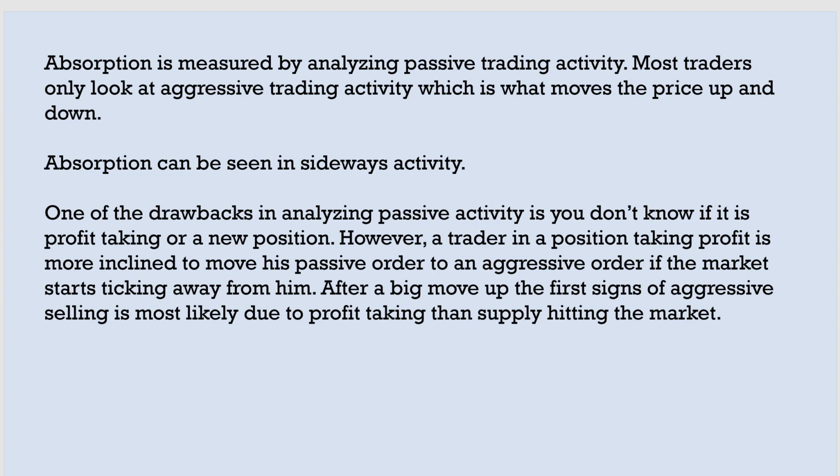After a big move up, the first signs of aggressive selling are most likely due to profit taking than supply hitting the market. So when you see a move up and you start seeing the bids getting hit, usually it's not supply coming into the market per se. Usually on the move up, when you see the big offers, that's the supply. But if you start seeing the bids getting hit, you start seeing the selling imbalances up near the high, what you're starting to see is possibly new positions coming into the market.